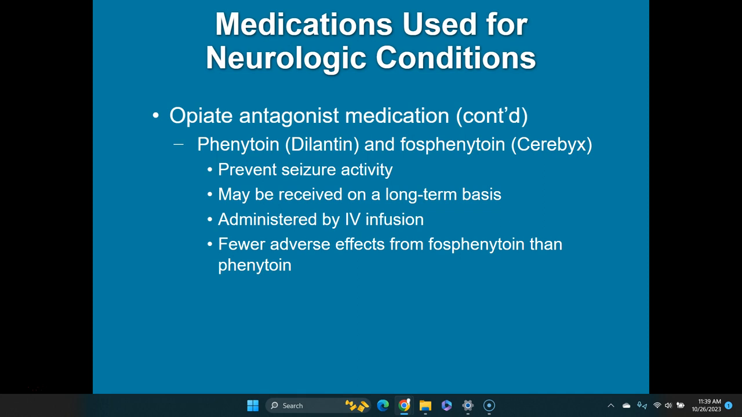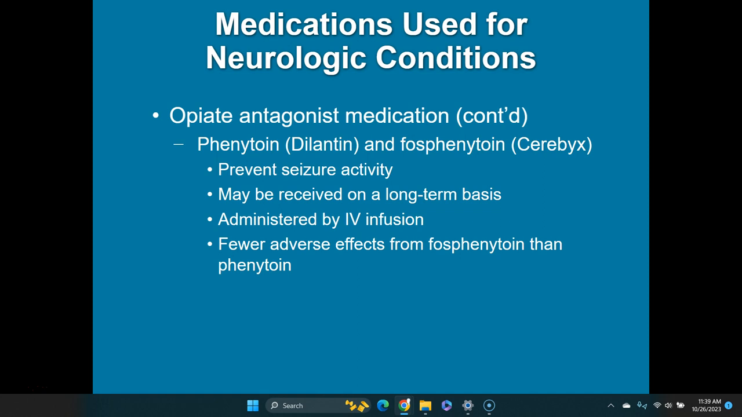Phenytoin or phosphenytoin. Opiate antagonist medications? They're more for seizures, though. Yes, they are an opiate antagonist technically, but they're not like Narcan where they're going to reverse the effects of fentanyl or morphine, something like that. These are for seizures. Funny how that works.